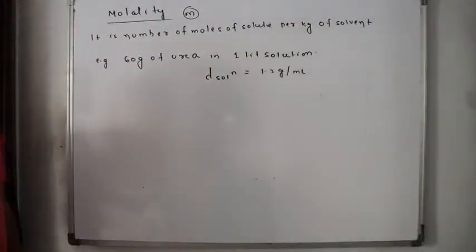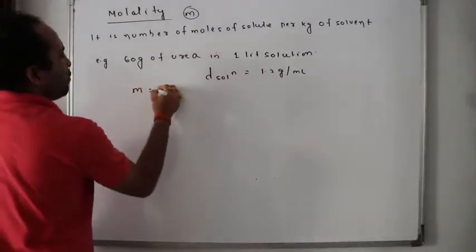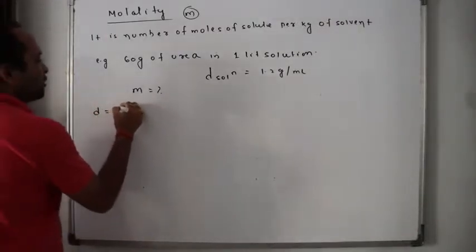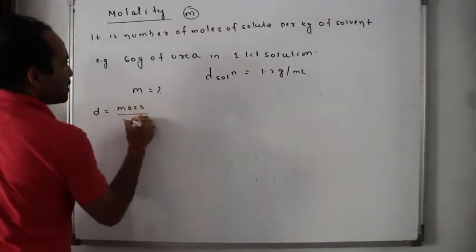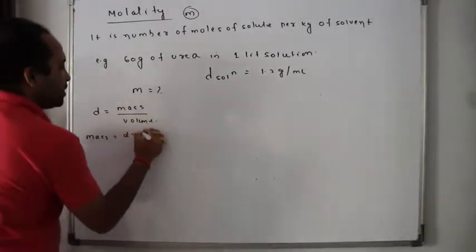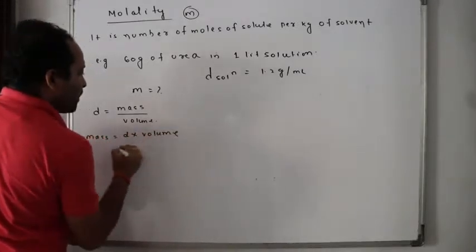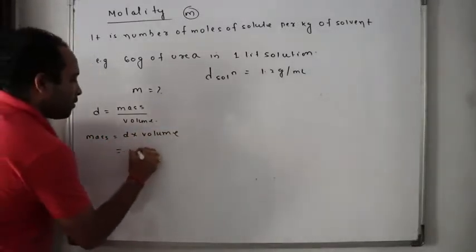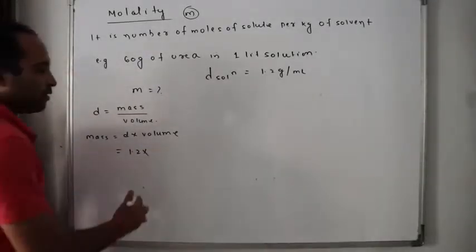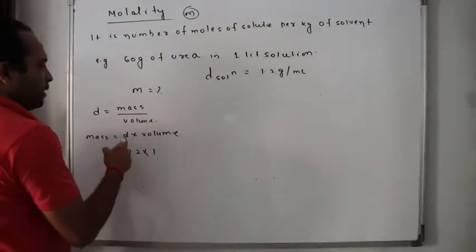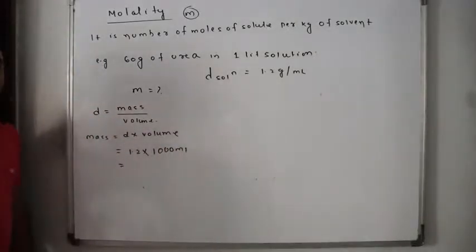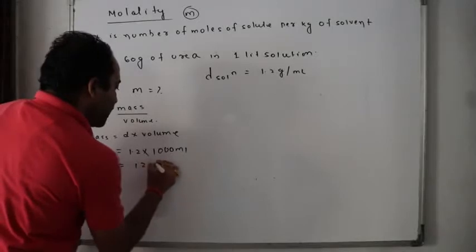Now, what is the molality? Very simply, you have to find out. We know that density is equal to mass by volume. Now, how to find the mass? It is density into volume. Density is given as 1.2. What is the volume given here? 1 liter. Say yes or no? The volume should be in 1000 ml. Isn't it? So what will be the answer? Is it 1200 grams?